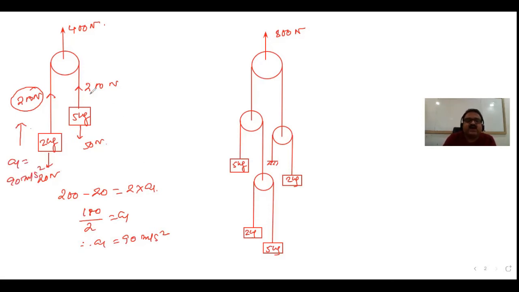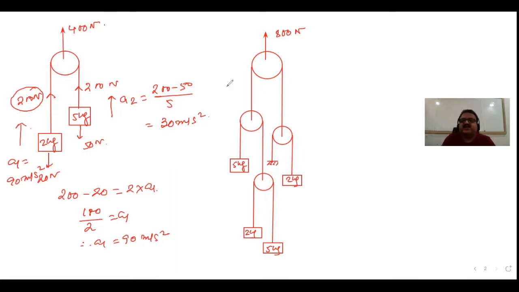Now look at this. 200 Newton is acting along this direction, 50 Newton acting downward. So the upward force is more than downward, so obviously the acceleration will be in the upward direction. And what will be the value of this acceleration? A2 is equal to 200 minus 50 divided by the mass of this body, that is 5. 200 minus 50 is 150. 150 by 5 is 30 meter per second square. So this is a simple way to calculate the acceleration.